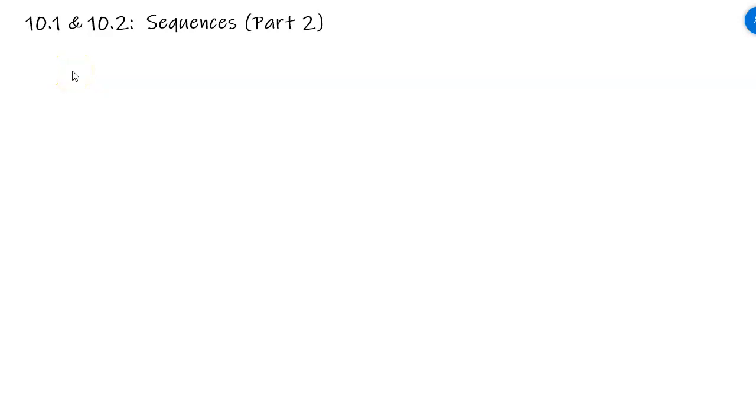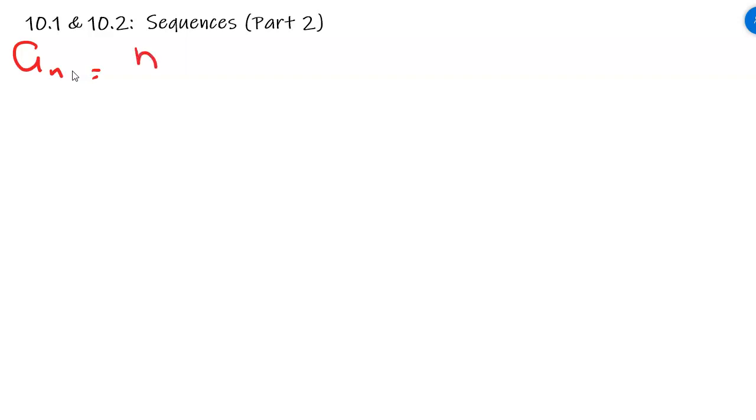All right, so when we left off last time, we were talking about sequences, and I had given you a couple of sequences, and we had figured out a recursive and explicit formula for those sequences. But what if we do things in the other direction? So what if I give you a sequence formula that looks like this?